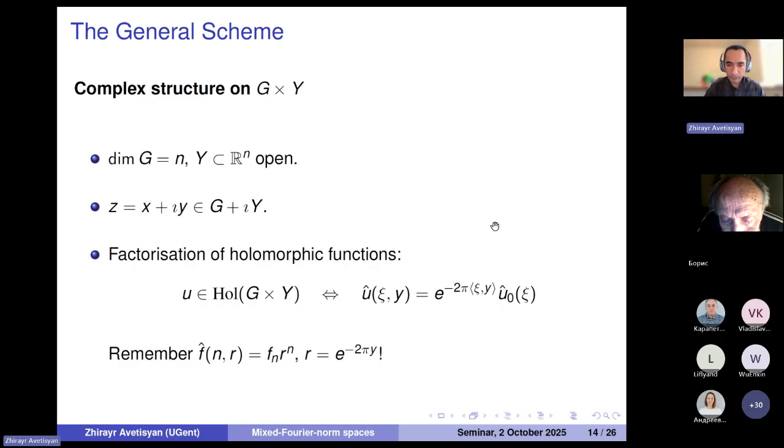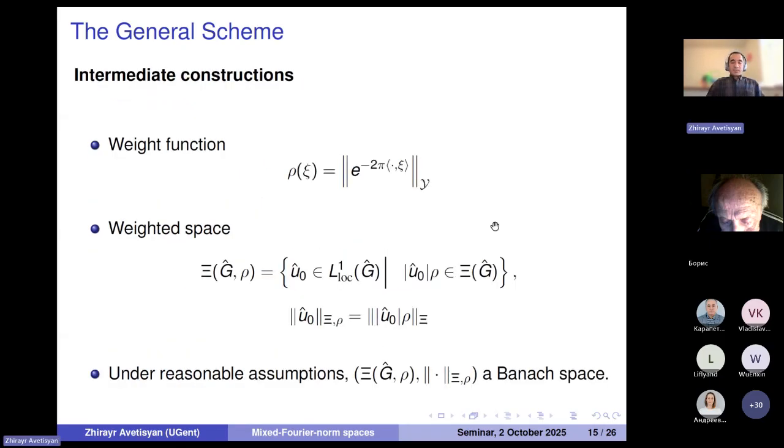If you think of coordinate transformation, if you replace r by e to the minus 2 pi y, look at the last line, then you simply recover the formula we had for the unit disk. So again, the analyticity or holomorphicity of a distribution is encoded in a factorization property of the half Fourier transform, wherein the Y dependence is absolutely fixed and explicitly given. Now, some intermediate constructions, technical constructions, before we proceed.